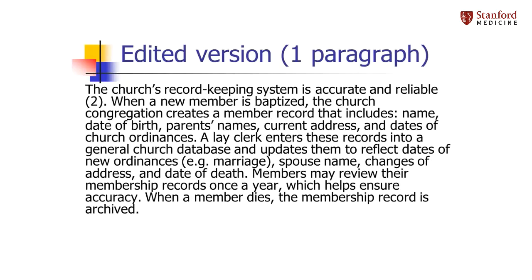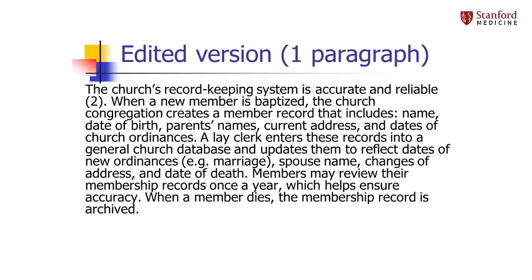So going back to my edited version, I started with, "The church's record keeping system is accurate and reliable." And now I'm going to tell you a little bit of detail about how it works and what information is in there. "When a new member is baptized, the church congregation creates a member record that includes," notice the colon, "name, date of birth, parents' names, current address, and dates of church ordinances."